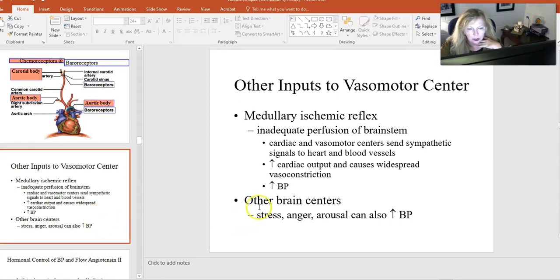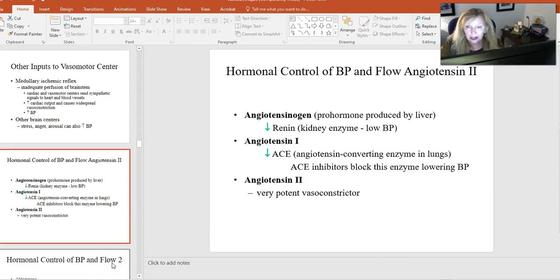What else do I want you to know? We understand that there are a lot of things that can influence this. If you're under stress, if you have anger, or being aroused, these can all increase blood pressure, as it should. But that's actually a normal, expected kind of response when you have that.